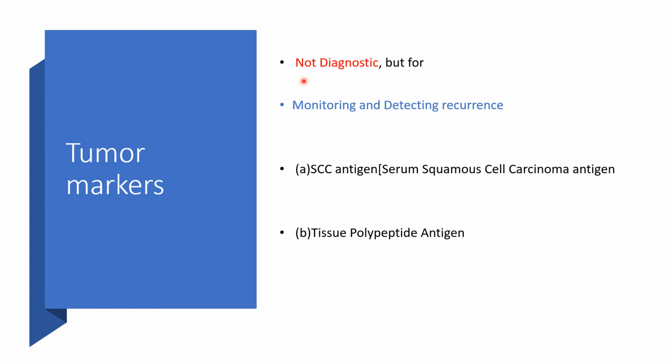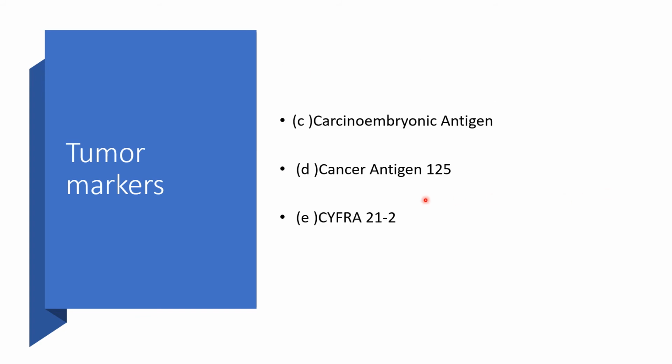Tumor markers, but note this is not diagnostic. Tumor markers will be helpful in monitoring and detecting recurrence. So, it is fine to have serum squamous cell carcinoma antigen, tissue polypeptide antigen. Still on tumor markers, you can have carcinoembryonic antigen, cancer antigen 125, or CYFRA 21-1. So all these will be good, but not for diagnosis, just for monitoring and also to determine whether there is recurrence or not.